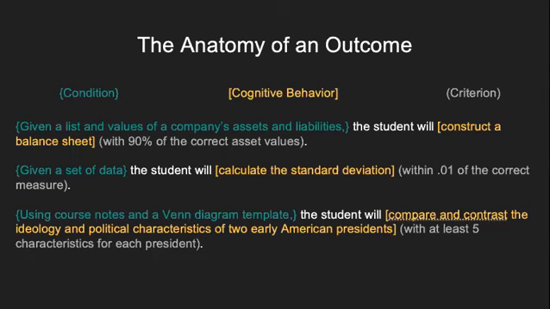The last one we're going to look at again later in the webinar. We're going to look at it here. Using course notes and a Venn diagram template. So here are the tools that we're going to give them. Here's the condition of the assessment. The student will compare and contrast the ideology and political characteristics of 2 early American presidents with at least 5 characteristics for each president.